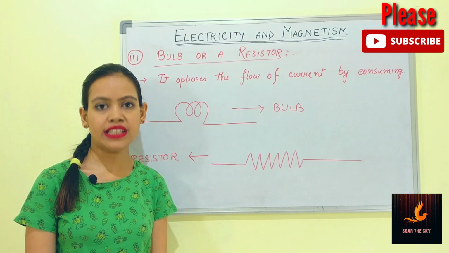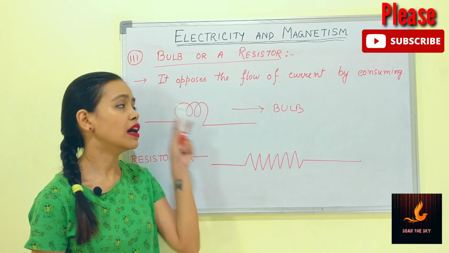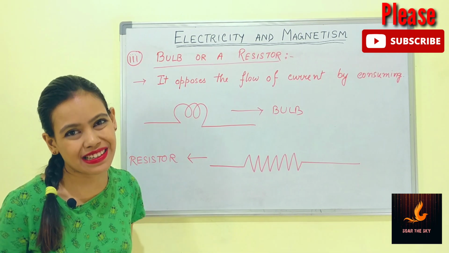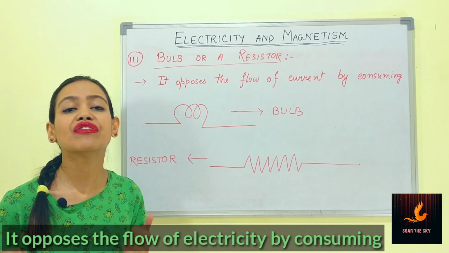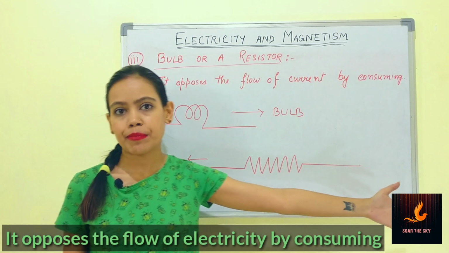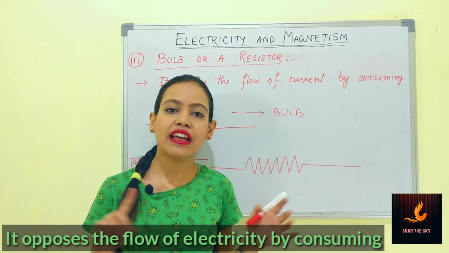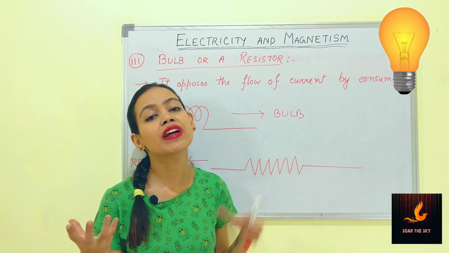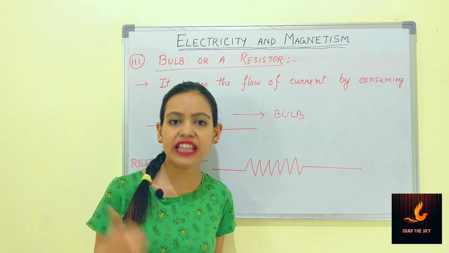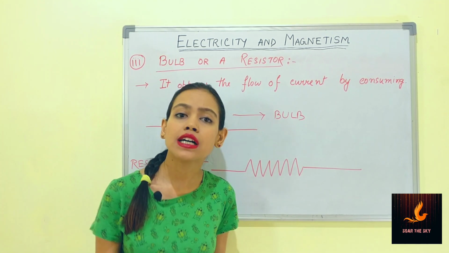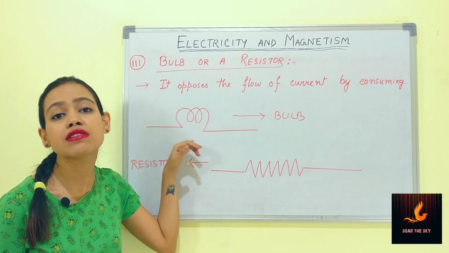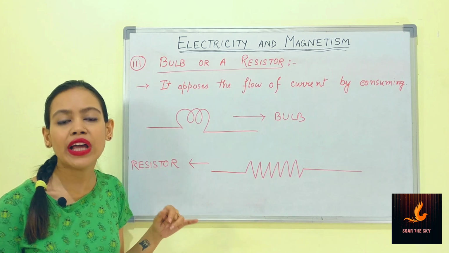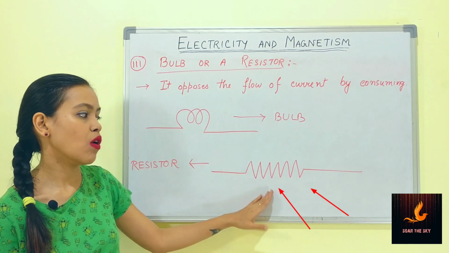The third component in an electric circuit is a bulb or any type of resistor. What does it do? It basically opposes the flow of electricity. When an electric circuit is connected, a bulb ultimately glows, so it consumes electricity and at the same time creates a resistance in the circuit. So any bulb will have the symbolic representation like this, whereas any resistance will have the symbolic representation of this.